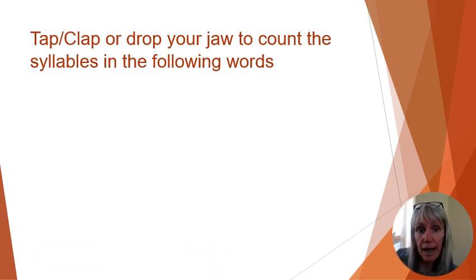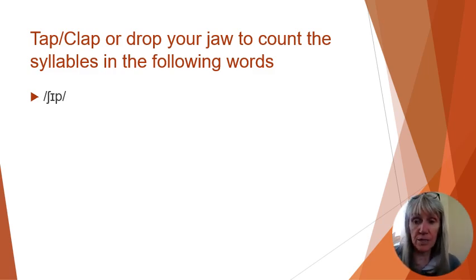Now we're just going to tap, clap, or drop the jaw to count the syllables in the following words. I'm going to give you 3 words, and we're going to just take our time with them. And I want you to hear the word. I'm going to show you the phonetic notation only, okay? And then we'll break that phonetic notation down as we sound out the word. So that word right there, that's 3 phonemes in that word. Now we're trying to count how many vowel sounds are there and how many vowel sounds we're hearing, and then we're going to tap or clap out. So I'm going to say the word.